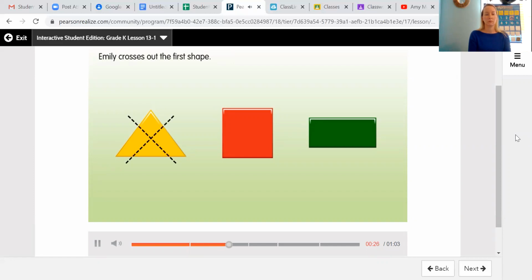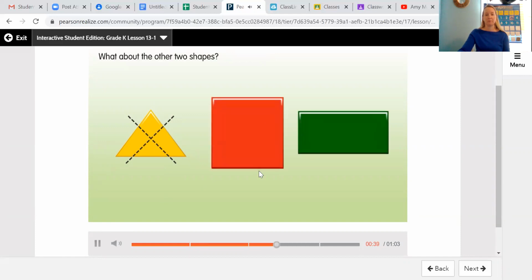Emily crosses out the first shape. How does she know this shape is not a rectangle? How do you think she knows that that shape is not a rectangle? Remember what they said about rectangles. It has 4 sides and 4 vertices. Does a triangle have 4 sides and 4 vertices? Let's count. 1, 2, 3. 3 sides and 1, 2, 3 vertices. Let's see what she says. Because it does not have 4 sides and 4 corners.